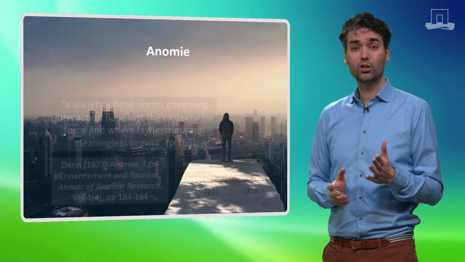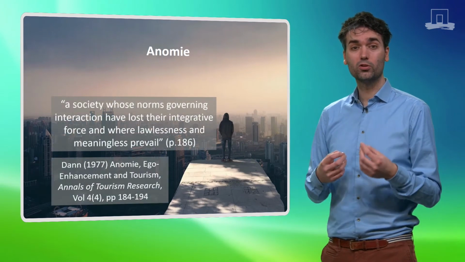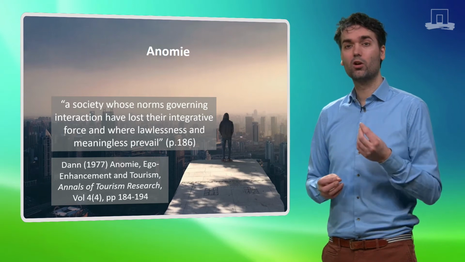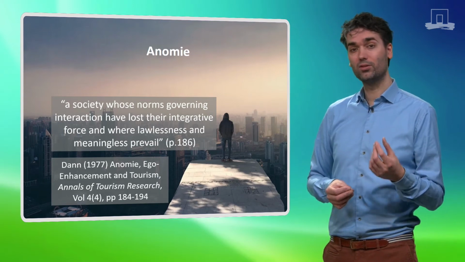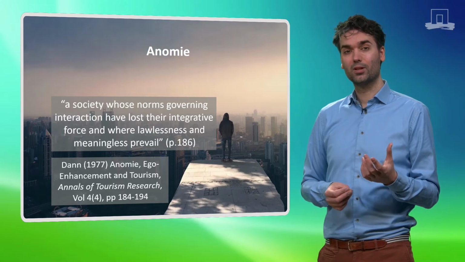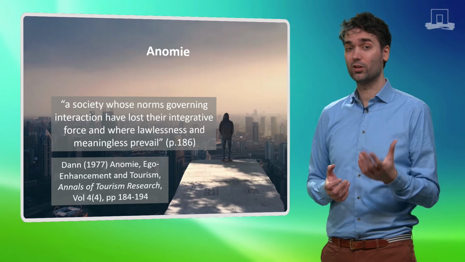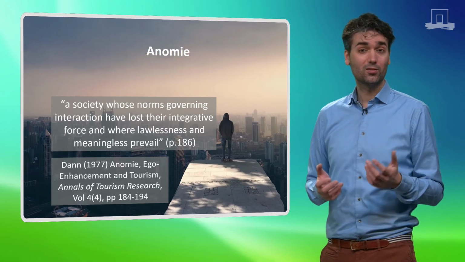Anomie, as Dann describes, refers to a society whose norms governing interaction have lost their integrative force and where lawlessness and meaninglessness prevail. Okay, this is a typical example of a rather abstract academic description that may not make any sense in the first place.